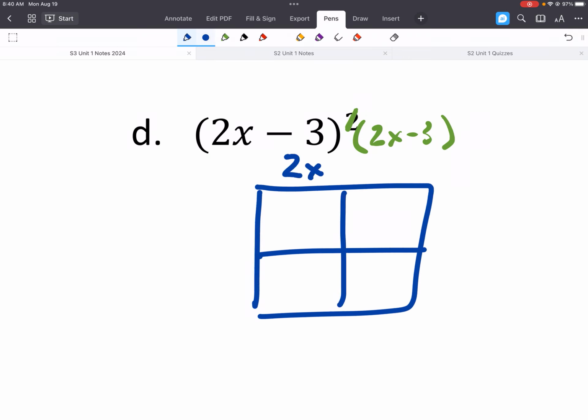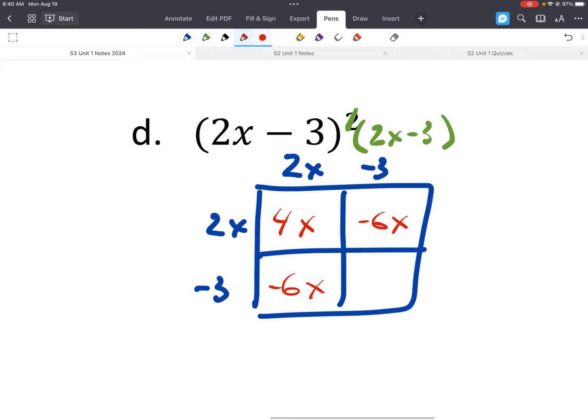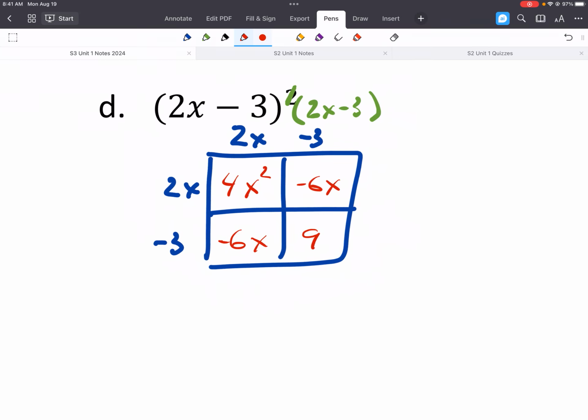And we have 2x minus 3 and 2x minus 3. And then we will just multiply in. And you'll get something like this. Okay? Oops, I missed my exponent. All right, and then we can just combine like terms, just like we did before.